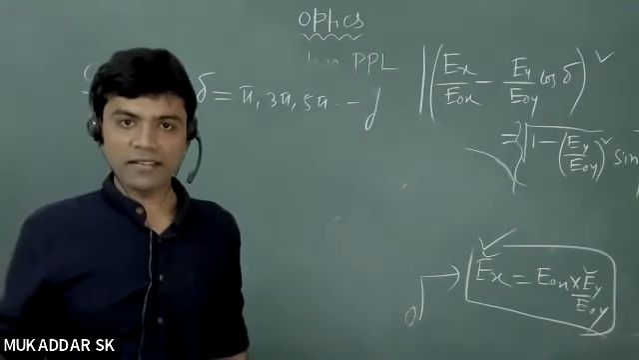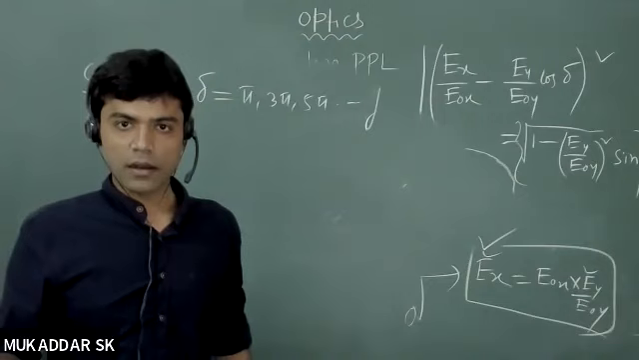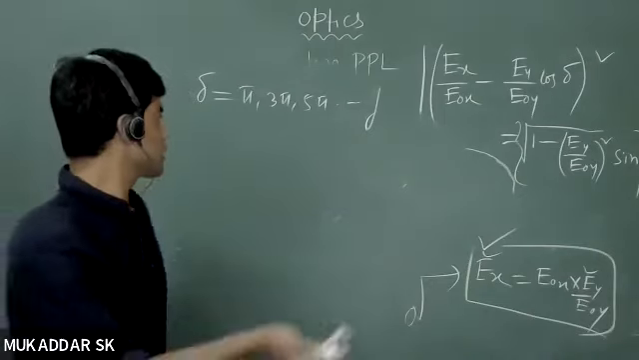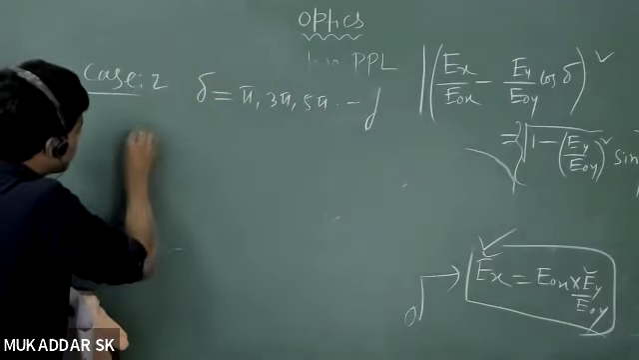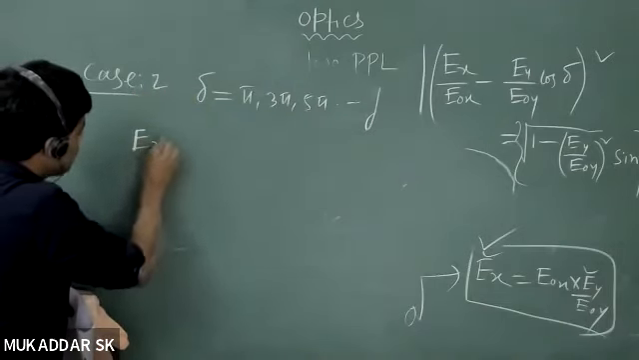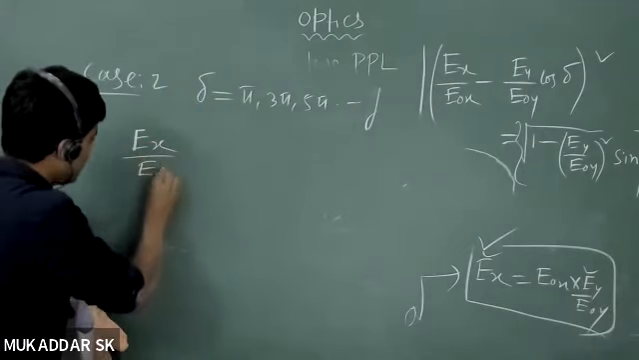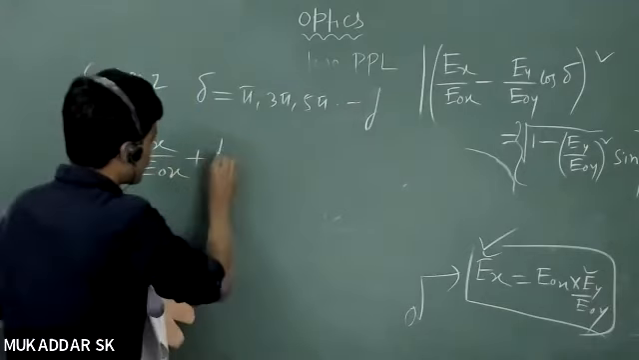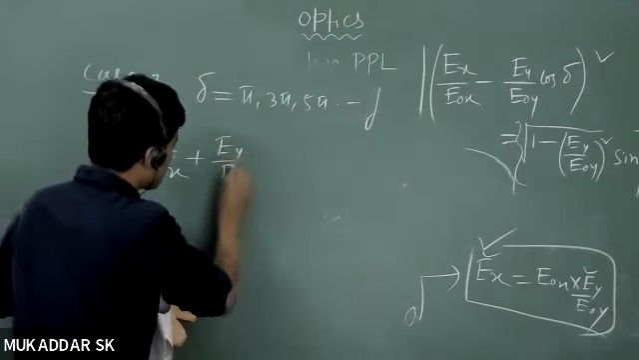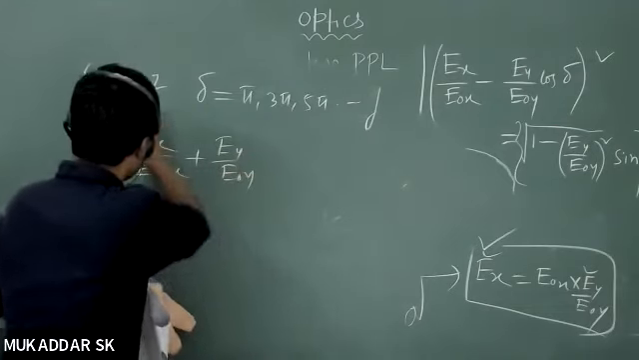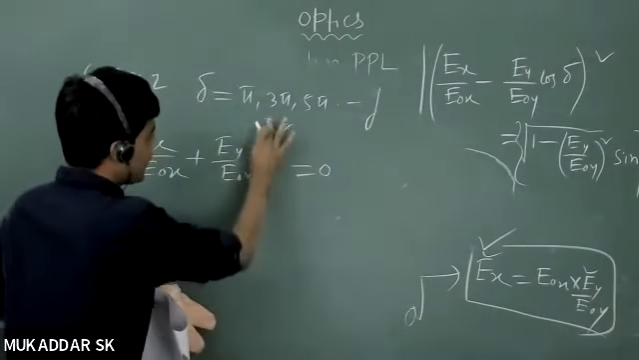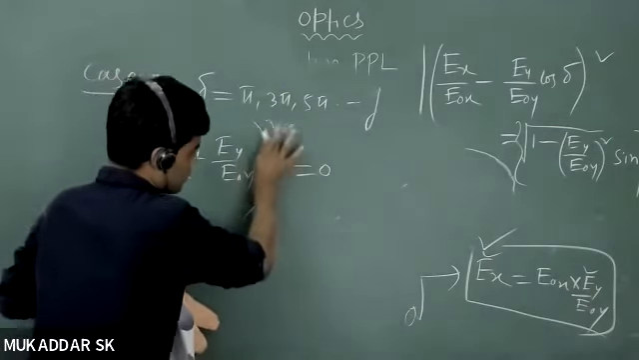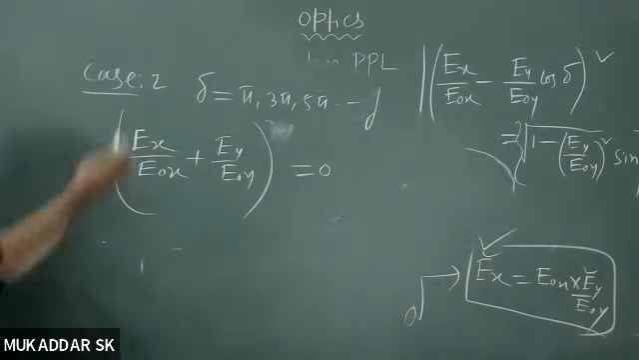And again on the right hand side, how much you will get? Right hand side में कितना हो जाएगा? 0 हो जाएगा, because sin 0 is 0. So basically in that case, your original equation will reduce to Ex by E naught x plus Ey by E naught y, whole square equals to 0. And again I can write, if the square is 0, then simple power on again will be 0.